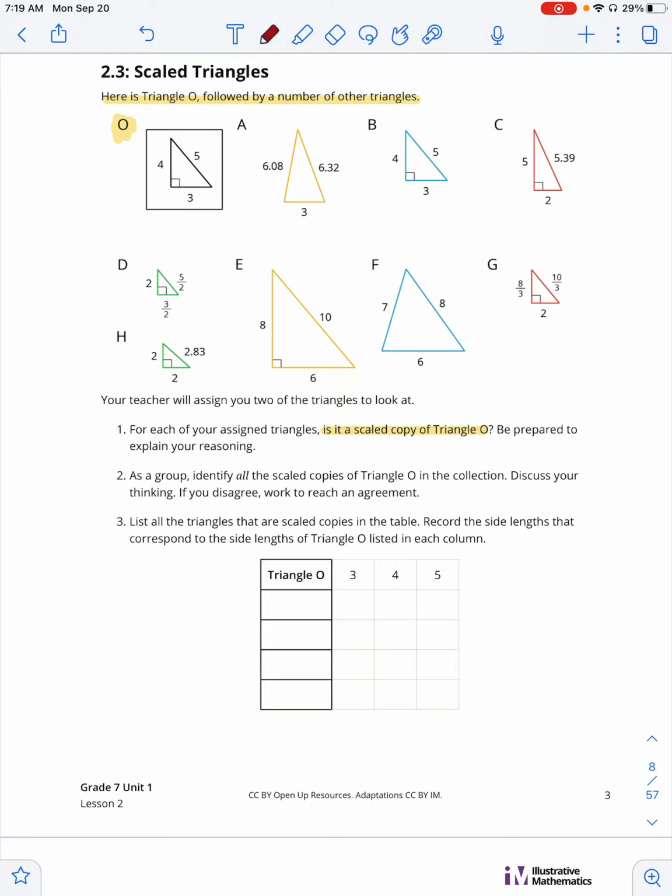And I think I said, is it a copy? Is it a scaled copy? Video, I want you to start by taking a look at, first, triangle H, and decide whether or not they are scale copies.